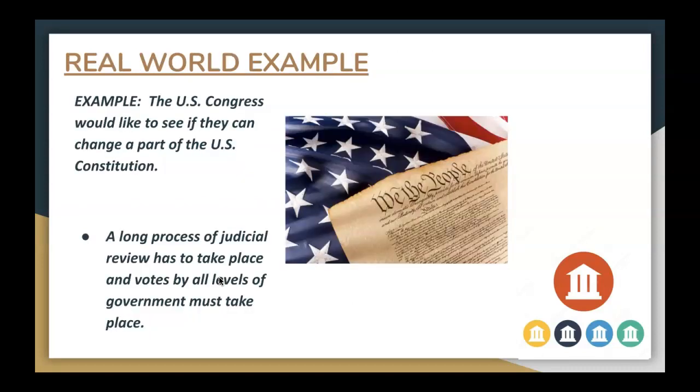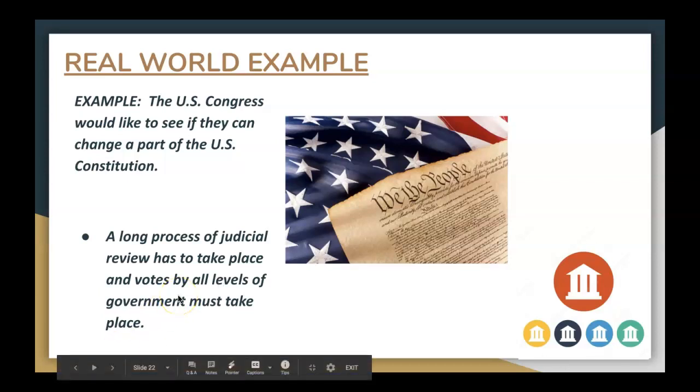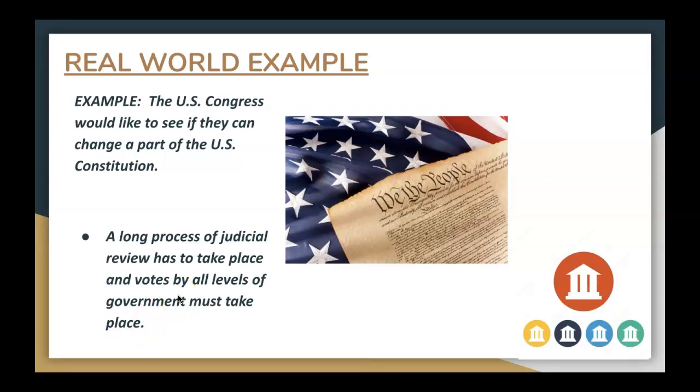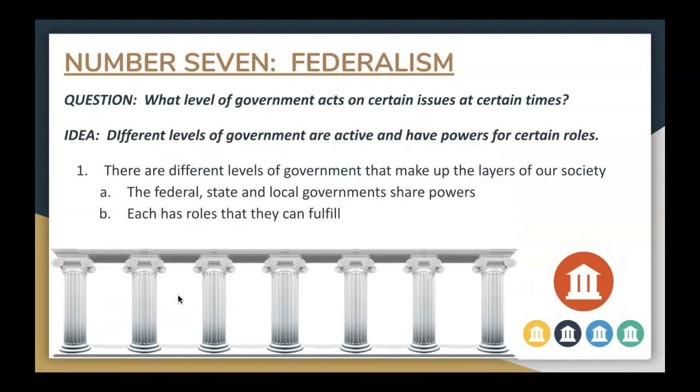A real-world example of this could be the U.S. Congress wanting to change a part of the U.S. Constitution and maybe add or take away an amendment. If they want to do this, a long process would ensue of judicial review, and of course votes by all levels of government must take place before it becomes a new law or an amendment. Things can't change overnight. And, in many ways, that's a good thing.